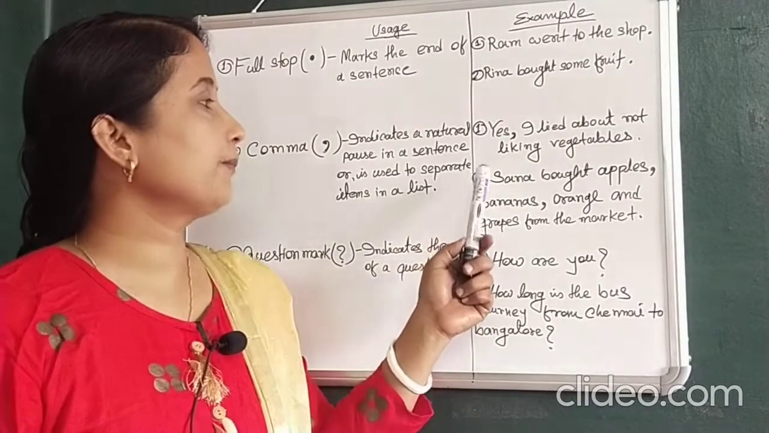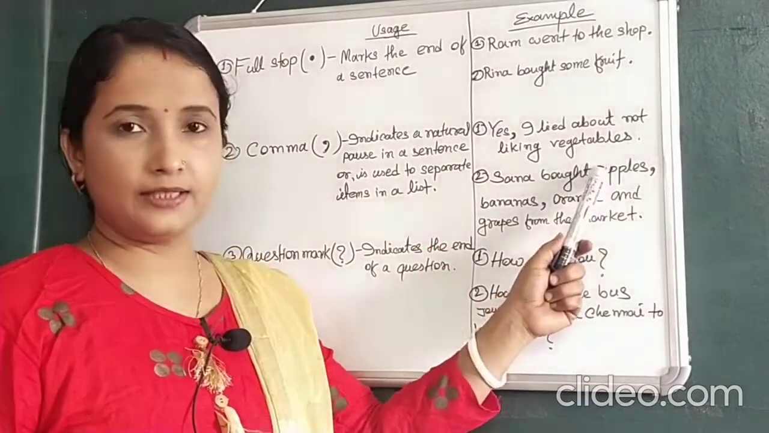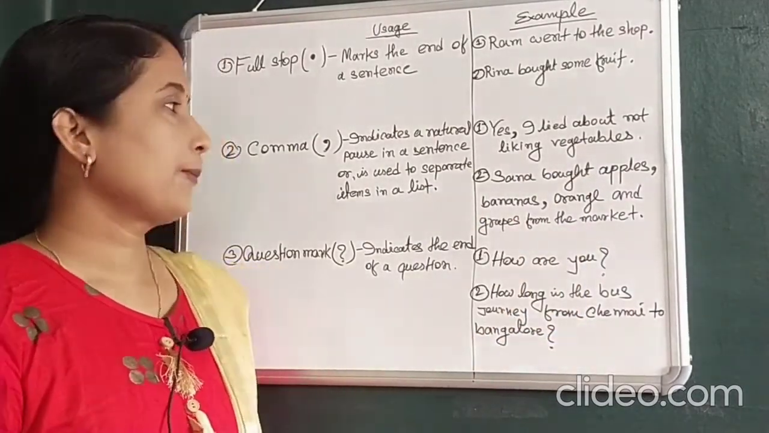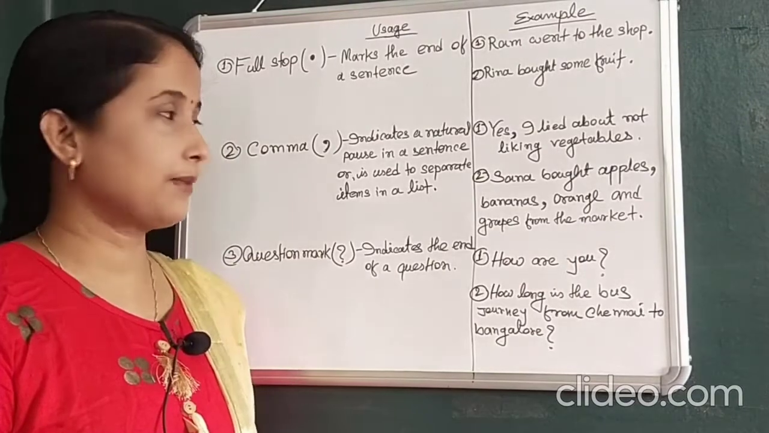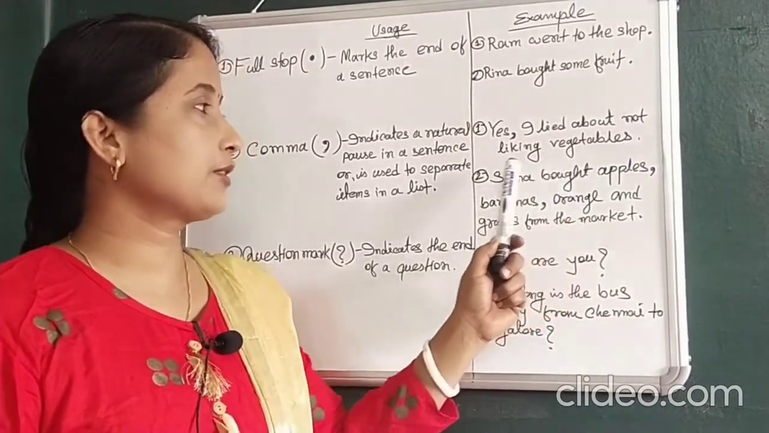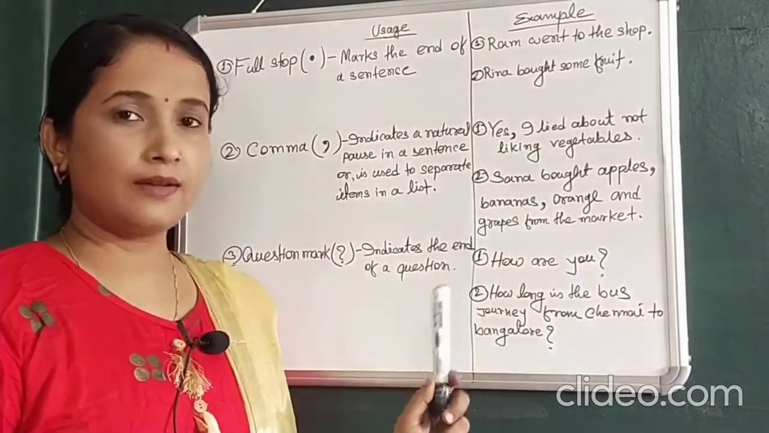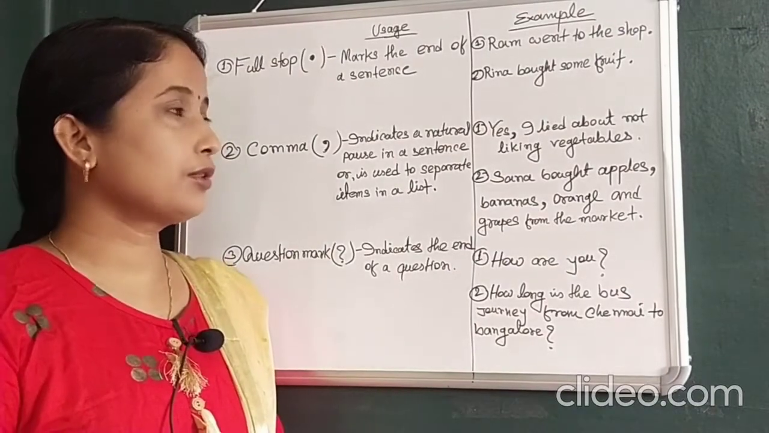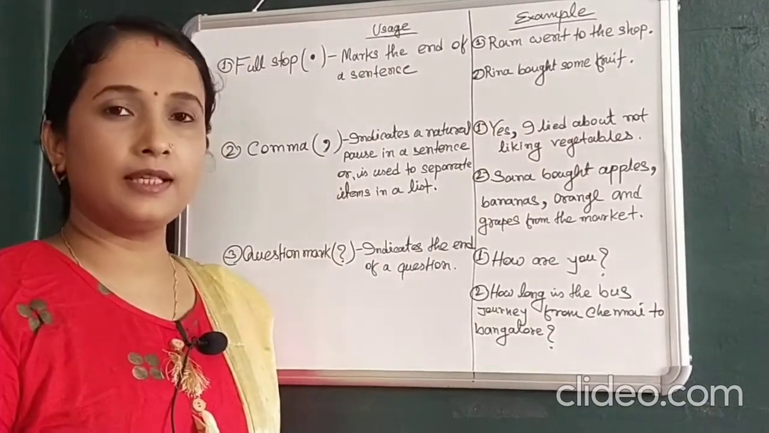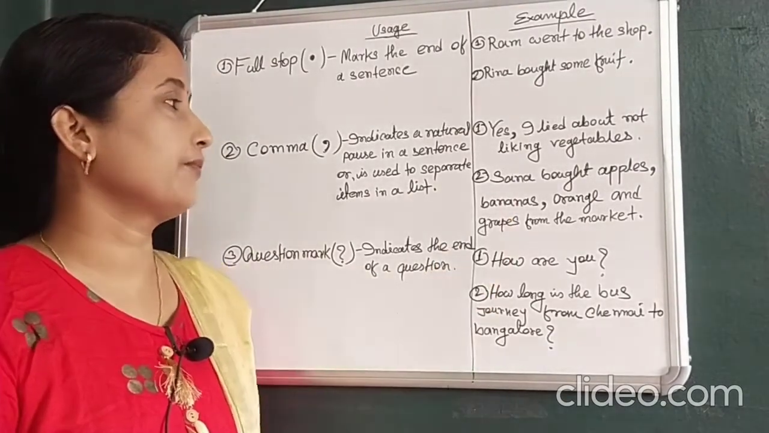Let's see an example. Yes, I lied about not liking vegetables. After yes there is a natural pause for some time. So we use comma after yes. Yes, I lied about not liking vegetables. So we use comma here.